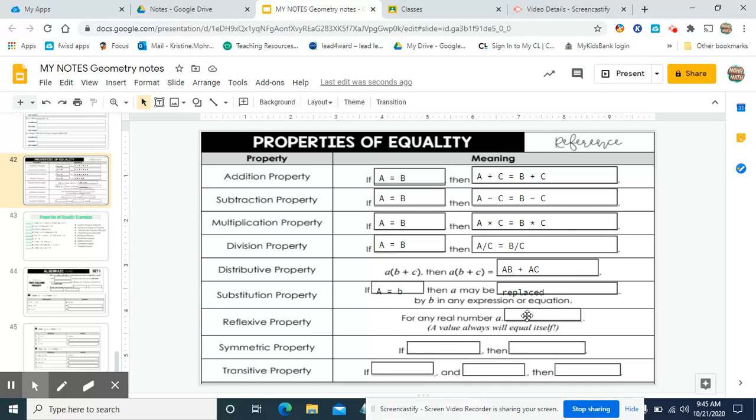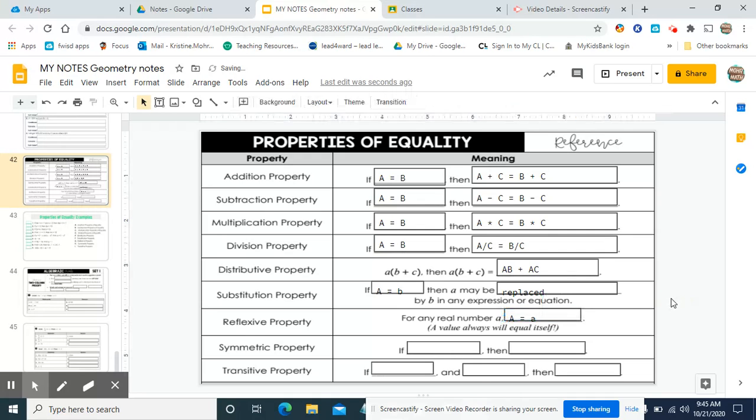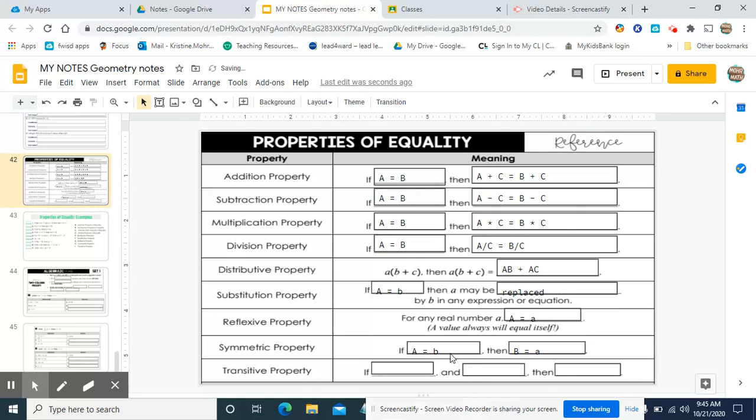All right, reflexive property. For any real number A, it's basically saying that A equals A. Some number is always going to equal itself. That one's pretty easy. Symmetric property is also very easy. It says if A equals B, then it must be true that B is equal to A. If x equals 1, then 1 is equal to x. You can write it in any way, and it still means the same thing.